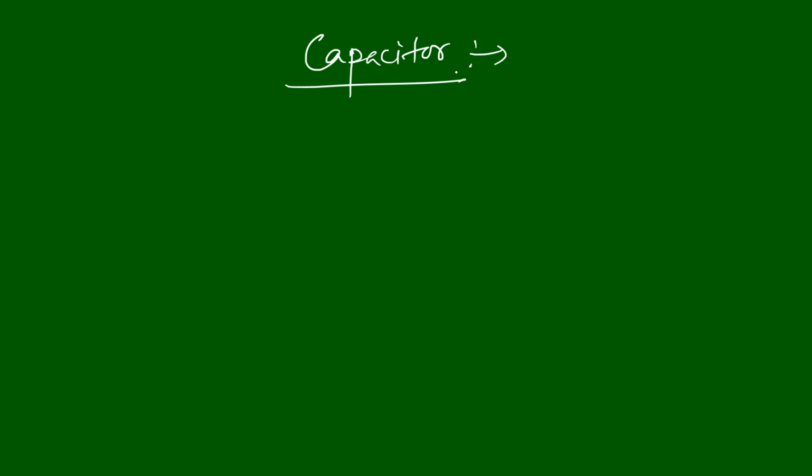Now, as per the name, what do you mean by that? Capacitor. So, obviously, it should have some capacity. But what kind of capacity? Whether this device can hold some water or it can hold some food? Capacitor is one type of device that can hold some charges for a very small amount of time.